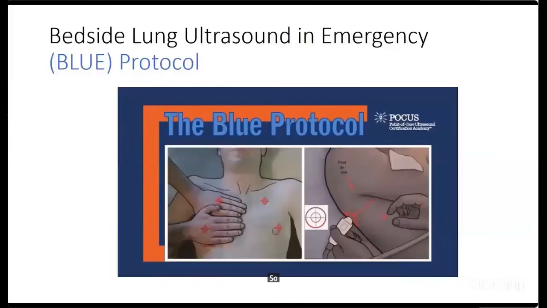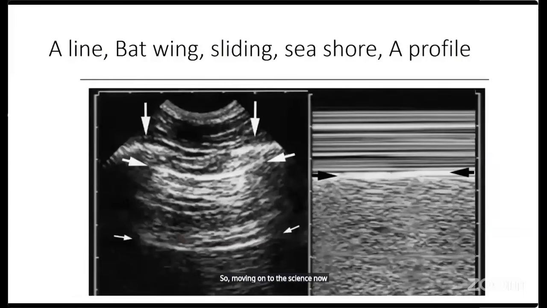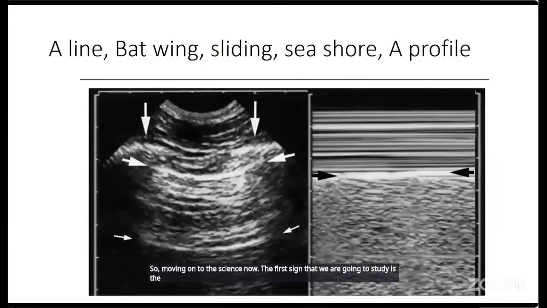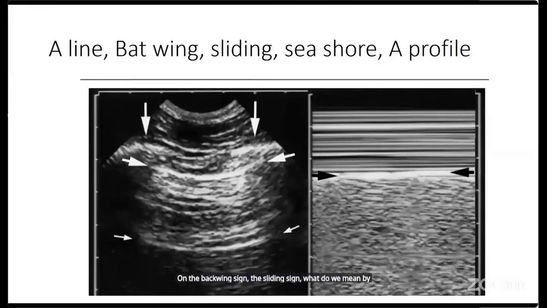So moving on to the signs now. The first sign that we are going to study is the A line or the bat sign, the sliding sign. What do we mean by seashore or the A profile?